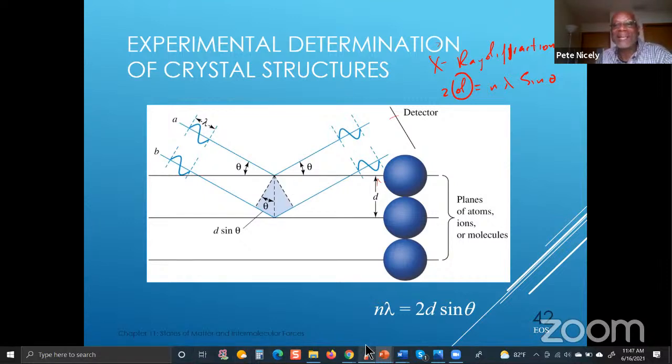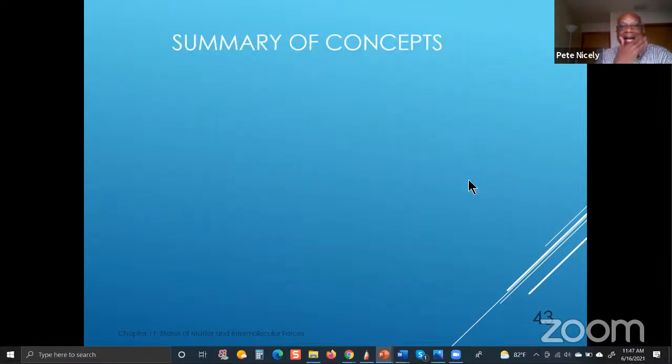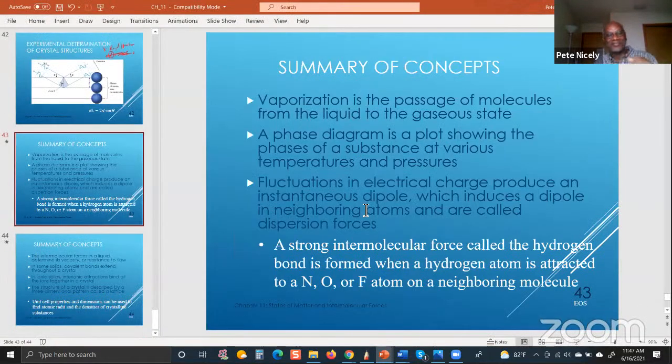Oh, here's the equation right here, actually. n lambda is equal to 2D sine theta. So I had it wrong, let me just cross it out. Okay, so this is the equation used to determine D. And once they determine D, they can figure out the type of arrangement, whether it's cubic close packing or hexagonal close packing, whatever. Okay, so that represents the end of chapter 11, which is the end of the course.